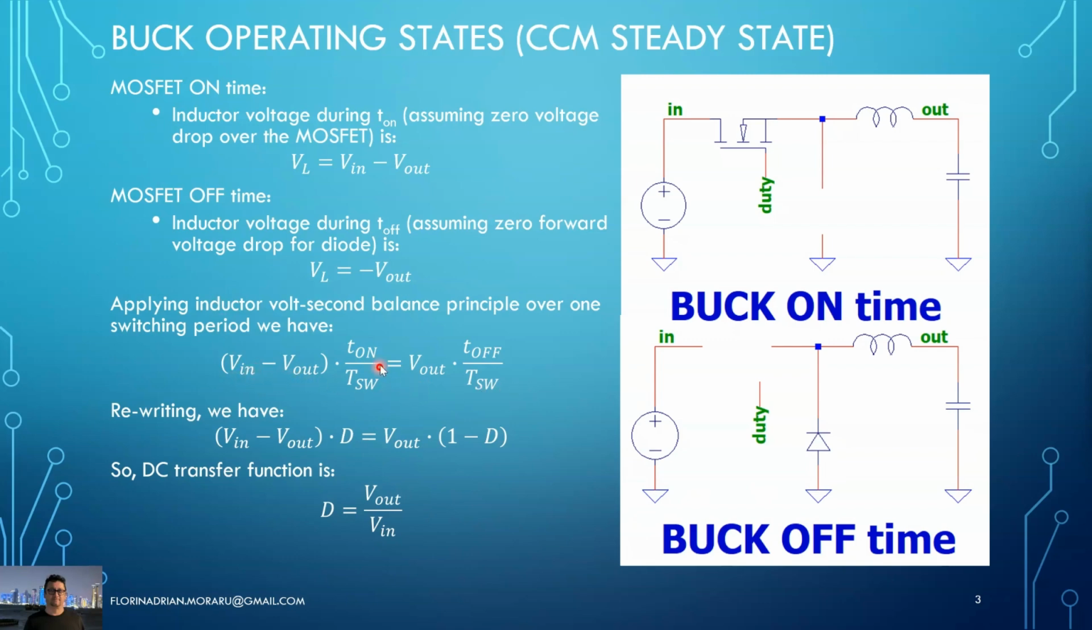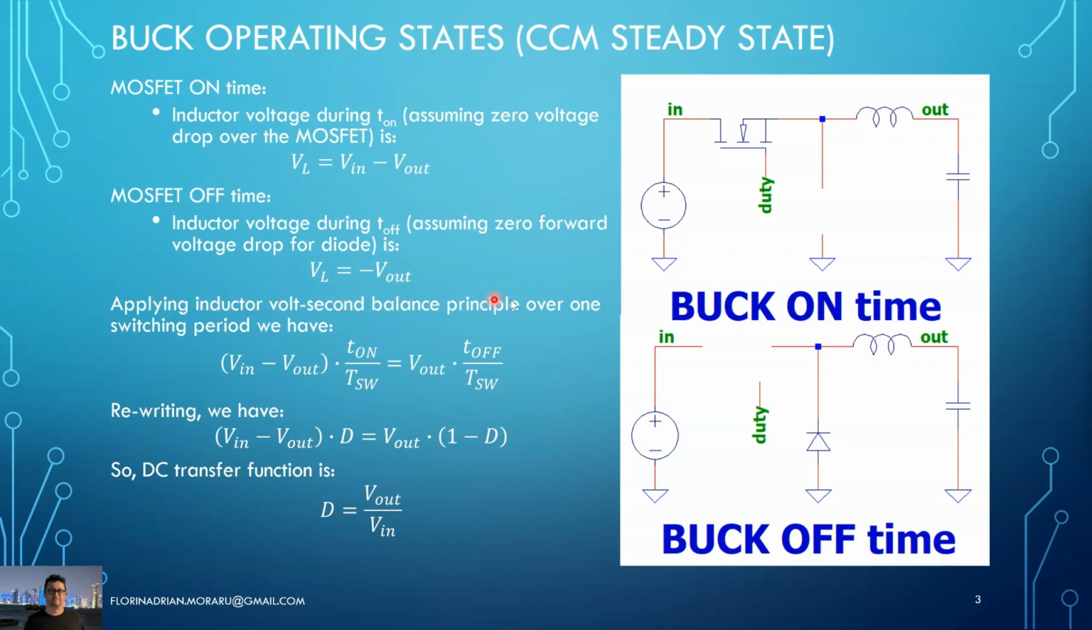So during on time, we have the voltage over the inductor as being input voltage minus output voltage. And during off time, we have the output voltage, assuming that we have ideal components. So on the off time, this diode will conduct. If it is ideal, we don't have any voltage drop over it. This point is tied to ground. Of course, during on time, we have a polarity with plus on the left side and minus on the right side. On the off time, we have plus on the right side and minus on the left side.